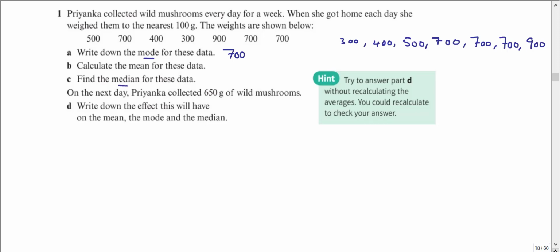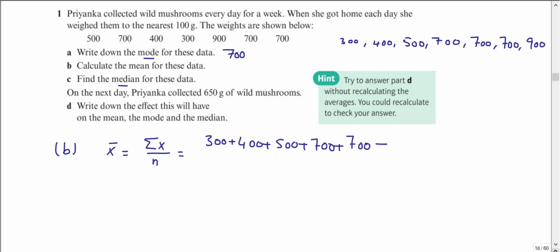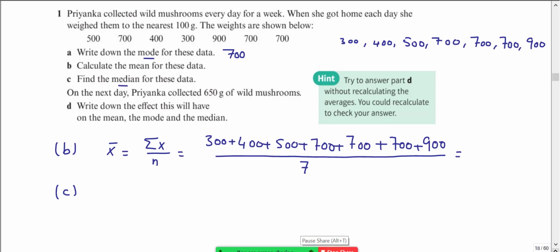What's the mean? How to find the mean? Sigma x over n. What does sigma x mean? It means add them. Total value of x over n. Yes, add all the data this way. And divide by what? You should divide by 7. Can you find this on the calculator? Okay. So the average, or the mean, is 600.